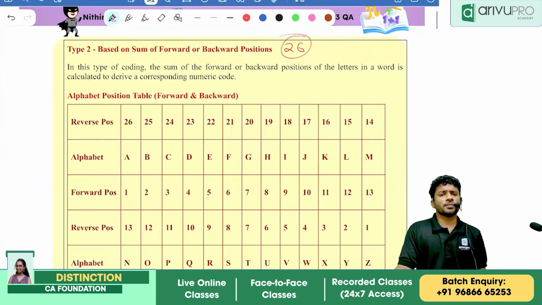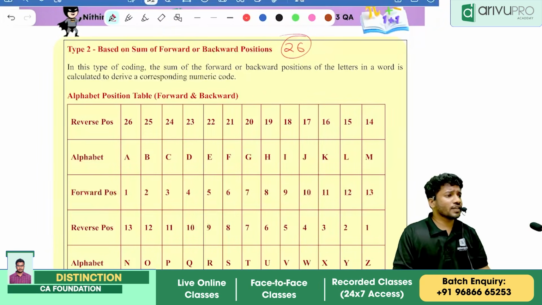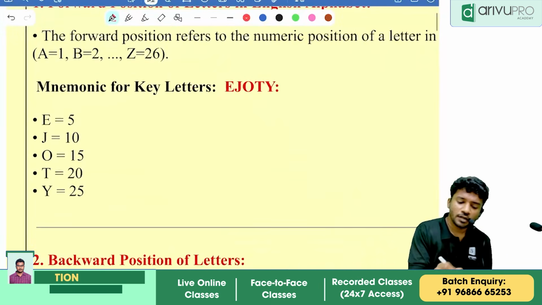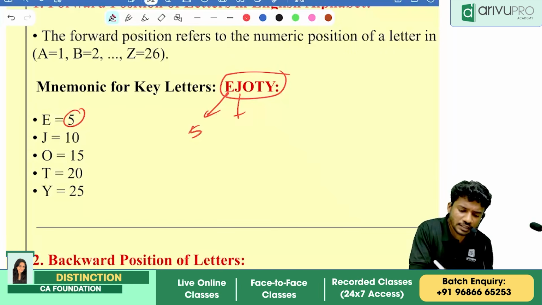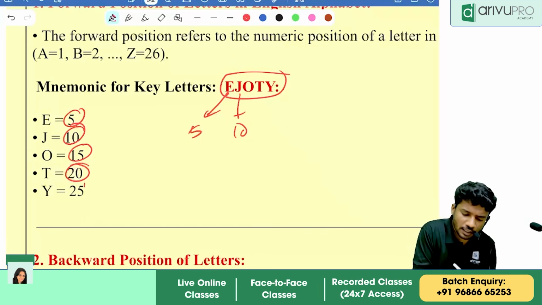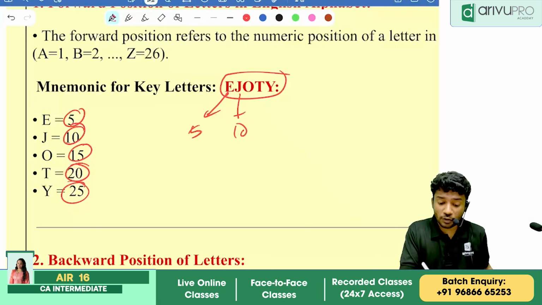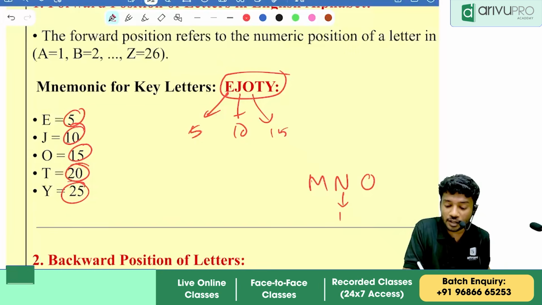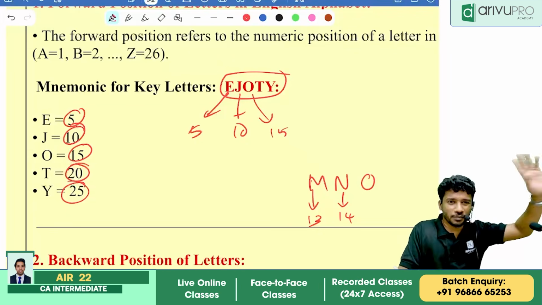Now my first question, people. We know the forward positioning, but randomly if I ask you which is the position of M, sometimes you will not be able to answer. For that we are learning a code. The code is EJOT. E is at which position? 5th. J is at 10. O is at 15. T is at 20. Y is at 25. Now my question will be like, M is at what position? We know that M, N, O. O is at 15. So N will be 14. M will be 13. That way we can remember it. So remember this way.